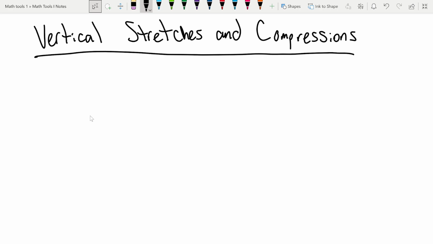So in this video, we're going to talk about stretches and compressions, both vertically and horizontally. We already saw that if you multiply a function by -1, or if you multiply the input of the function by -1, it will reflect the graph, right? Either over the y-axis or the x-axis. So what if we multiply the function by a different number, say like 2 or maybe 1/2?